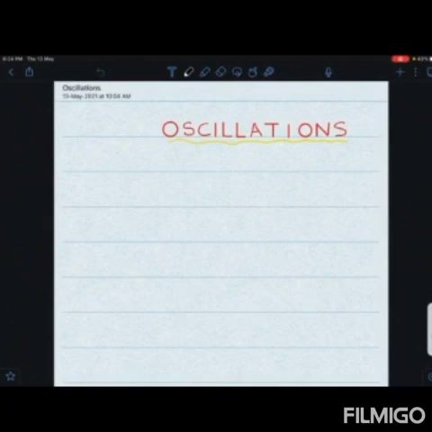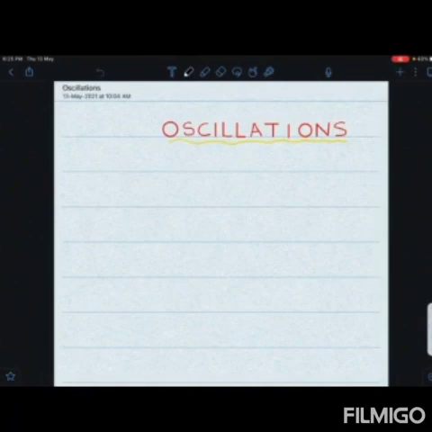Today we'll be studying about oscillations. Before we speak about oscillations, let's get an idea what a periodic motion is. It's a motion which repeats itself, or rather, to be more specific, a motion which repeats itself at regular intervals of time.